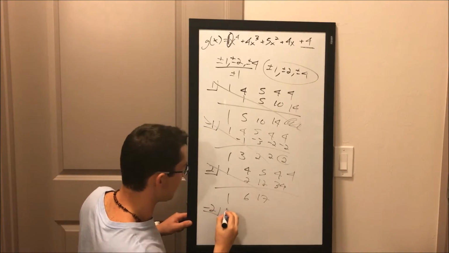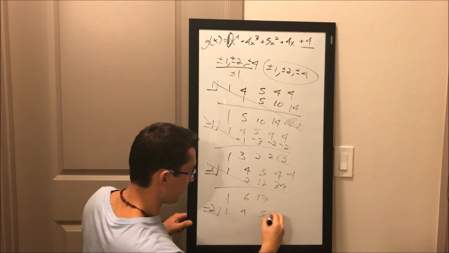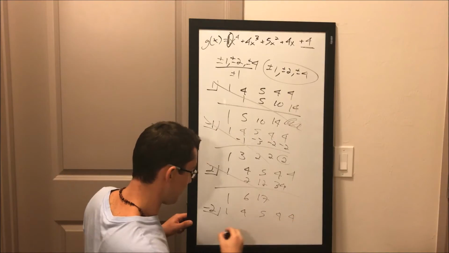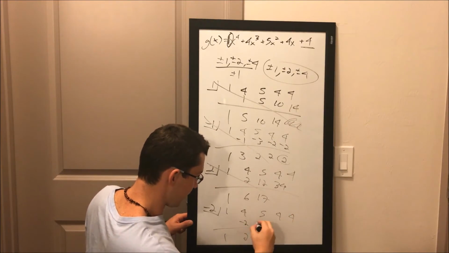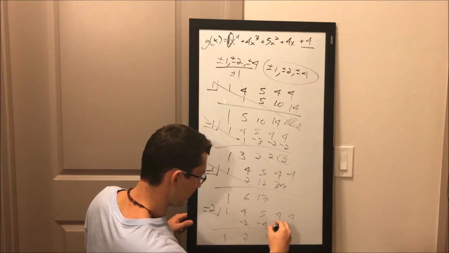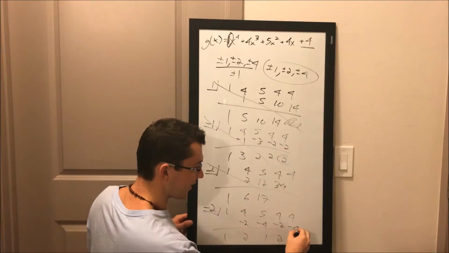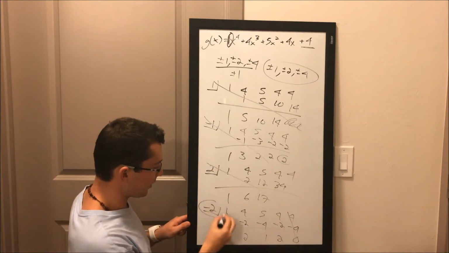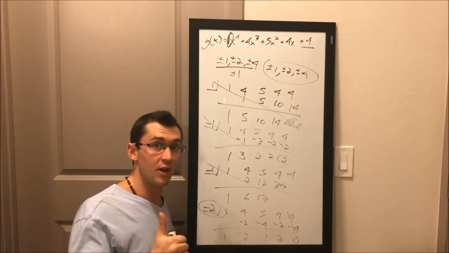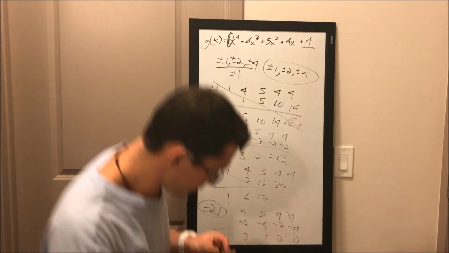Negative 2, 1, 4, 5, 4, 4, 1, negative 2, so 2. Negative 4, 1, negative 2, 2. 2 times negative 2, negative 4. Bingo! Negative 2 is one of our factors. We're on the right track.